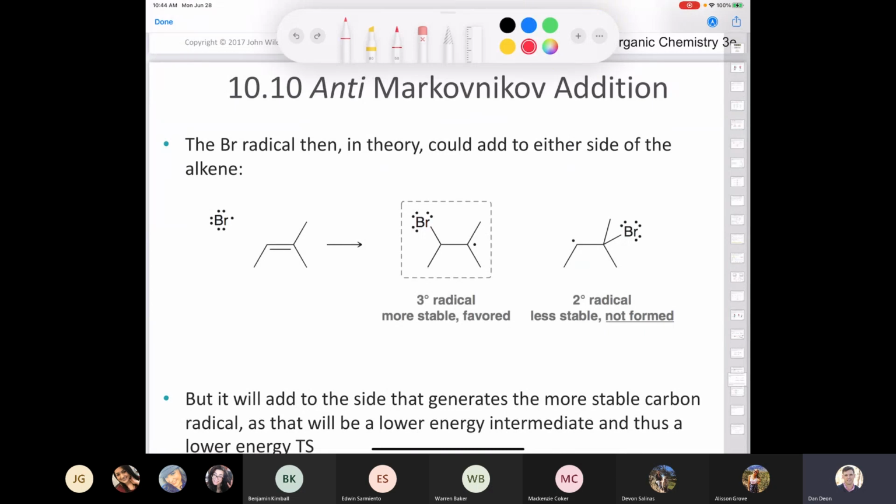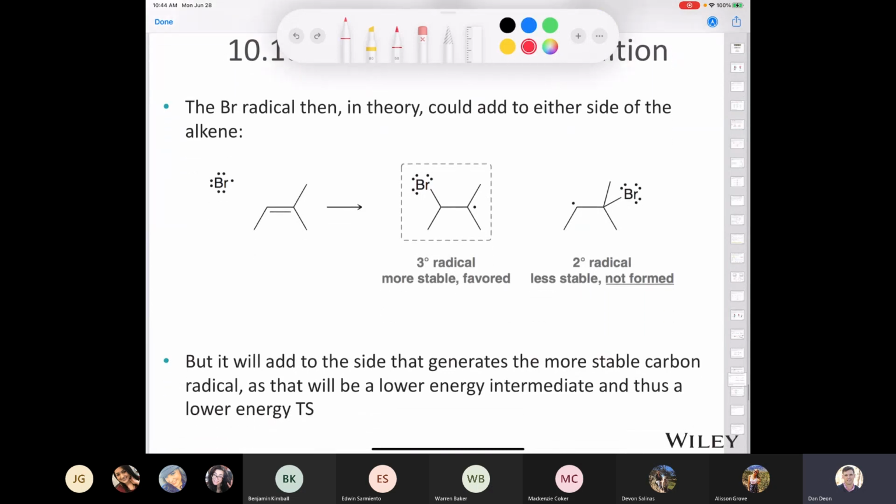So again, when we did the hydrohalogenation, the proton transfer was the first step. We got the most stable carbocation. But now this pathway, the addition of the halogen, is first, okay, producing the most stable radical. So it's going to add to the side that produces the more stable carbon radical, as that's going to be a lower energy intermediate and therefore a lower energy transition state for our addition to our pi bond.